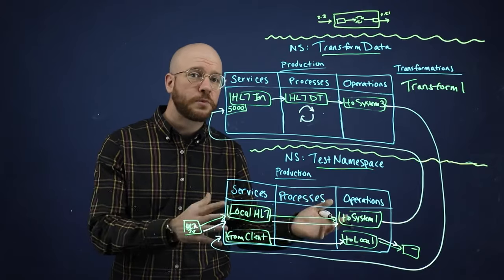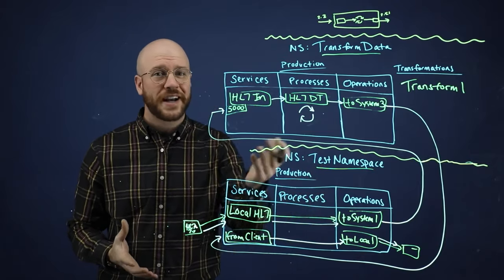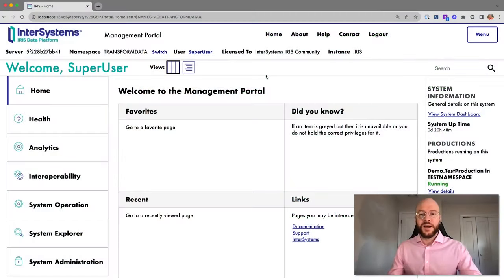Now let's head over to the management portal and see what a system like this might actually look like. All right, now that we've walked through all of that conceptually, let's take a look at what it looks like in the UI, what it looks like in the management portal, as these 2 namespaces, one that replicates your client's system and one that replicates a test environment that has upstream and downstream systems being replicated.